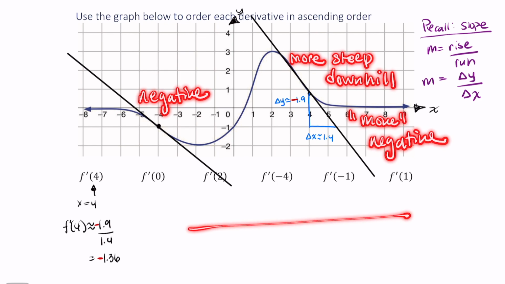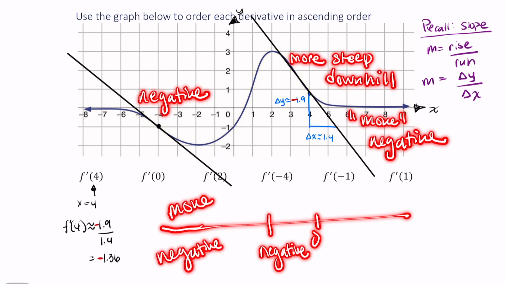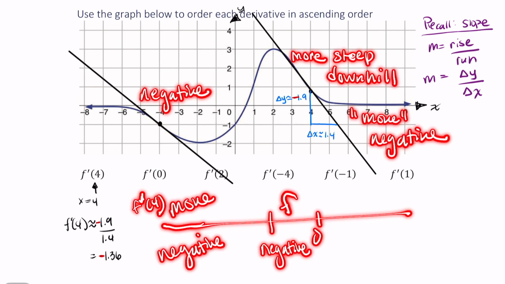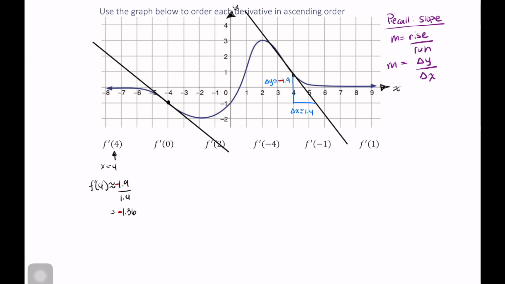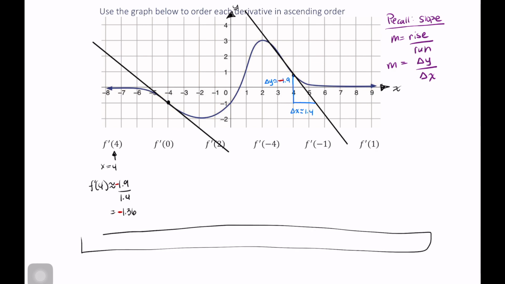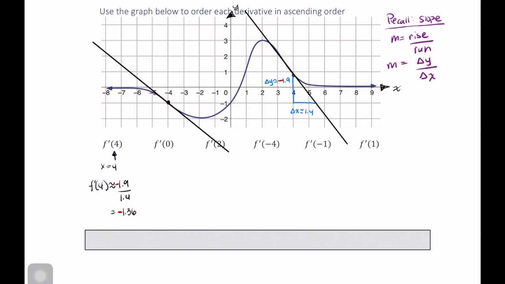If we were thinking about a number line, if here's 0, this is negative. More negative would be out here somewhere. So if we were going to line these up, the more negative slope, which is f prime of 4, would be here, and the less negative slope of f prime of negative 4 would be here. Let's start with those two. I'm going to make a box to line these up in, just so I don't use that space for anything else. Okay, so I know that f prime of 4 is more negative than f prime of negative 4.